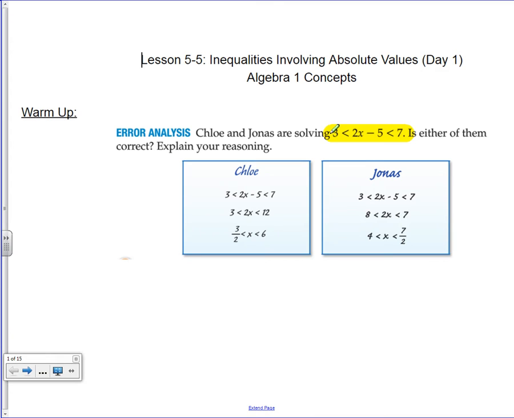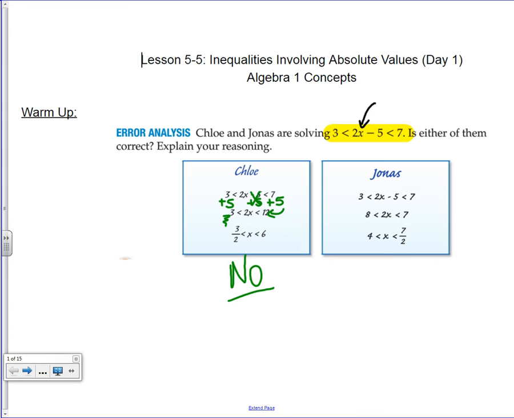Now remember, with these inequalities, you need to isolate the x in the middle. So in order to isolate the x in the middle, these two students should be adding 5 to both sides. Now, actually, I misspoke. It shouldn't be both sides. They should be adding 5 to all 3 pieces. When you do that, the middle cancels, and 7 plus 5 is 12, and 3 plus 5 is 8. Uh-oh, Chloe did not have an 8 over there, so Chloe is not correct.